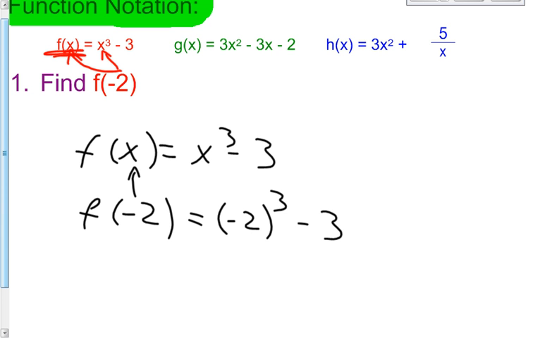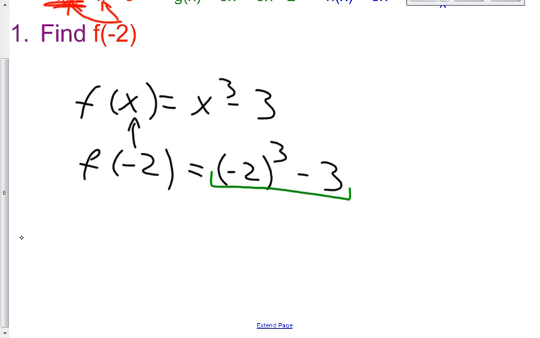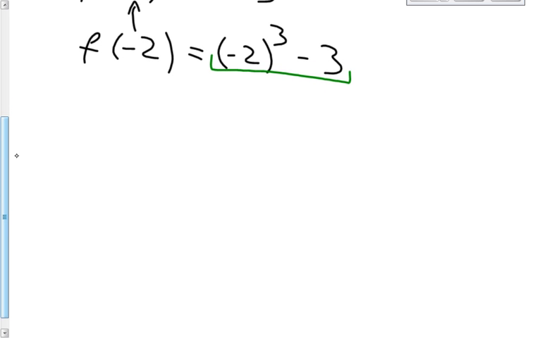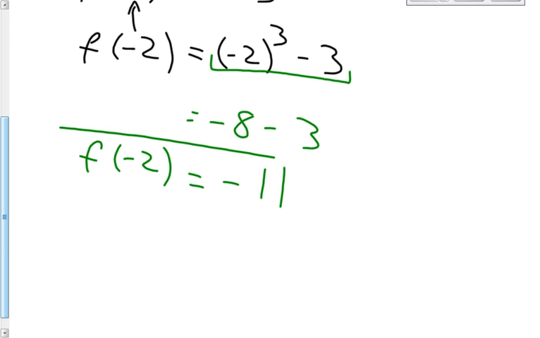Now this isn't an equation where you have to solve, class. All you have to do is simplify the right side here. Once you simplify the right side, you are done. So let's just follow order of operations. First, we would use exponents. So we're going to use -2 raised to the third power. -2 times -2 is +4, and +4 times -2 is -8. So -8 minus 3. -8 minus 3 is -11. So our answer, f of -2, is -11.